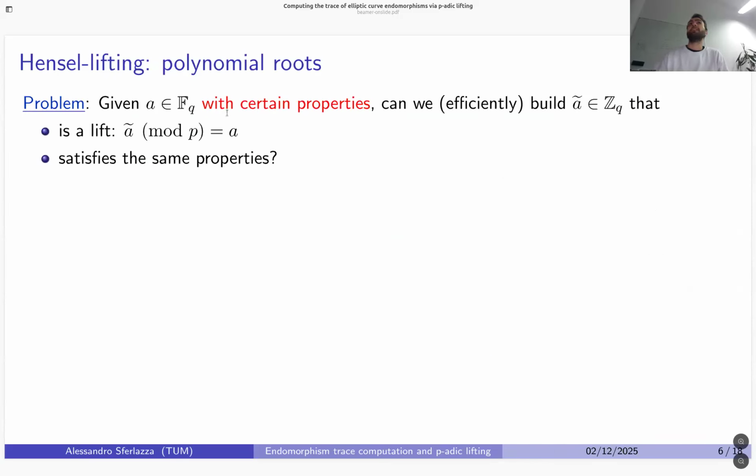How do we use these p-adics? The idea is that we want to be able to lift an object that lies in a finite field to something above. So a lift must be an actual lift, so it must reduce back to the thing we had when we consider it modulo p. And whenever A satisfies a property, we want to preserve this same algebraic property on the lift.